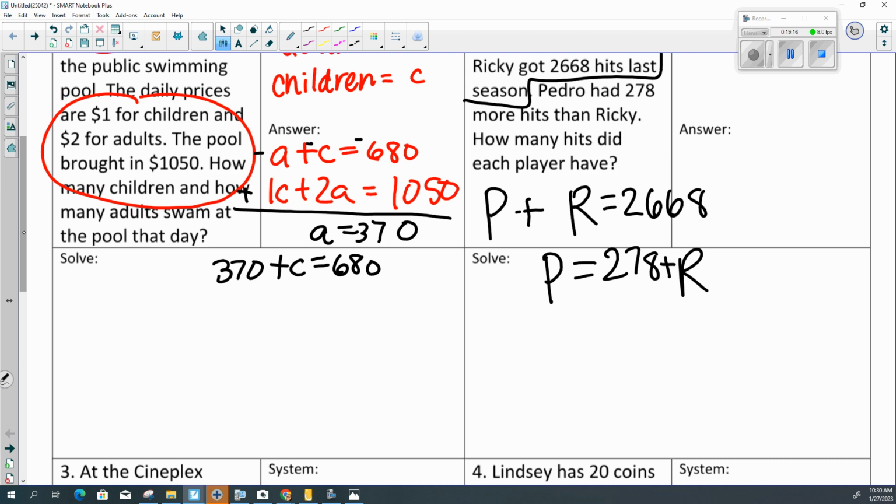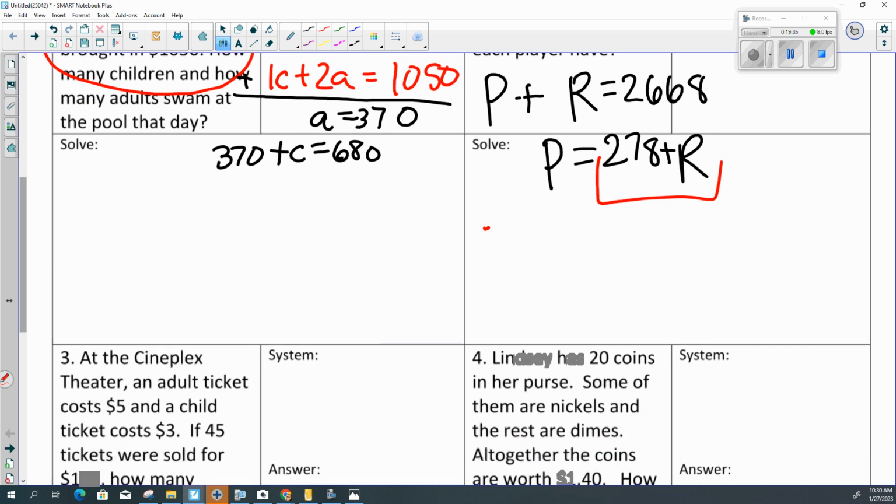Okay, how would I solve this? It's your choice. Allie, how do you want to solve this one? Substitution or elimination? Which one makes the most sense? Yeah, because we already have the P alone. So instead of writing P, we're going to substitute it into the other one. This is the part where you should be like, oh yeah, we did this on Monday and Tuesday and Wednesday.